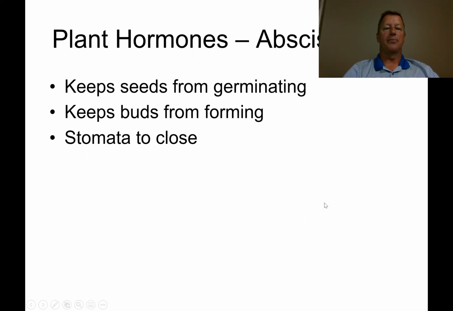Abscisic acid. Abscisic acid keeps seeds from germinating. It keeps them from sprouting. It keeps buds from forming. It causes stomata to close. So in the wintertime and early spring, there's a lot of abscisic acid. This keeps the buds from forming on leaves. So therefore, the trees don't bud and don't produce any leaves yet. As soon as it gets warmer, the abscisic acid drops and then buds form and leaves form.